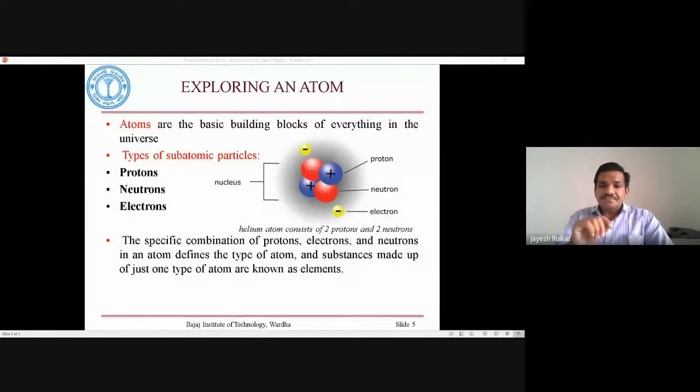Electrons are located outside the nucleus. Maybe you have learned about atoms before, so you can visualize that. Where are the electrons placed? They are located outside the nucleus. Protons and neutrons are inside the nucleus. Protons have a positive charge, neutrons have no charge, and electrons are negatively charged.